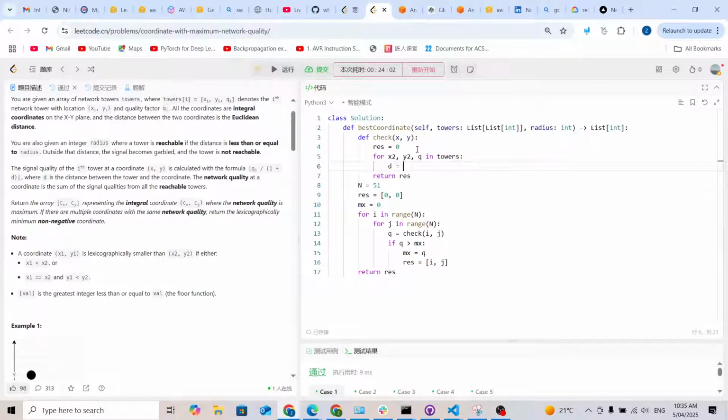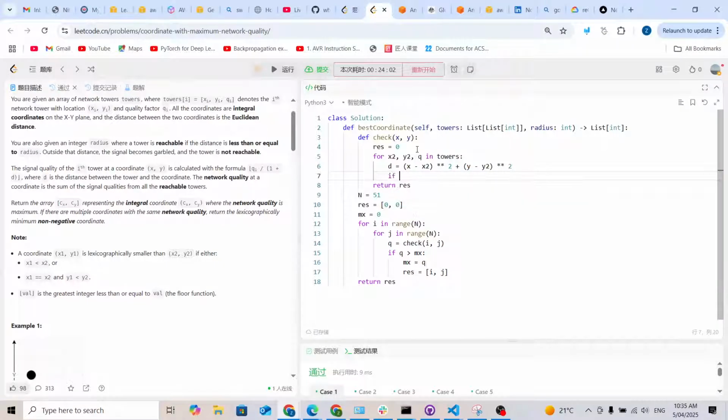Let's just check the distance. So the distance is going to be, as I said before, the formula x minus x2 square plus y minus y2 square. So this distance is a square. Actually, it is not the real distance, right? But this is safe for mathematical calculation. We have to use a square first, otherwise we're going to make mistakes.